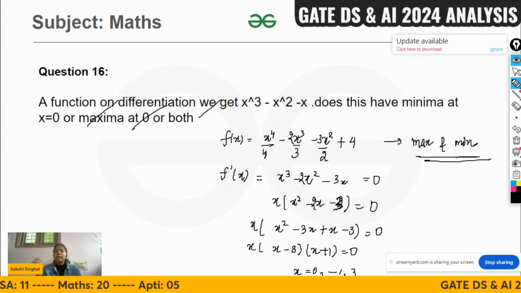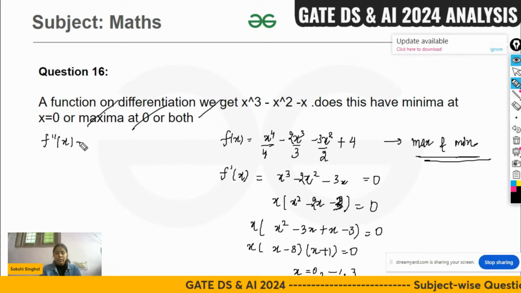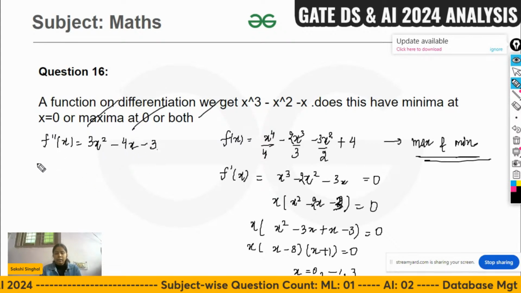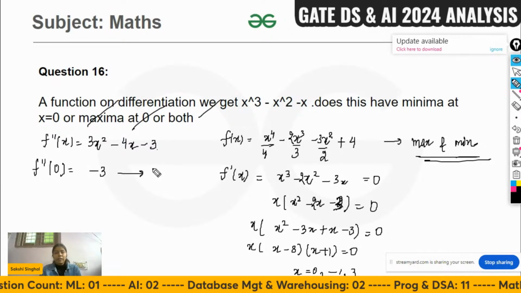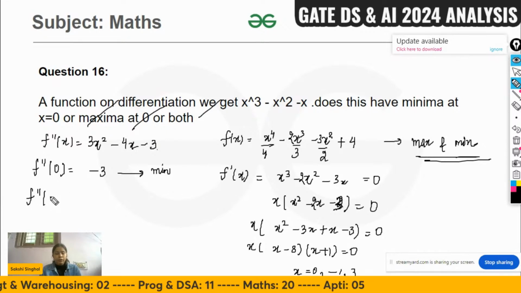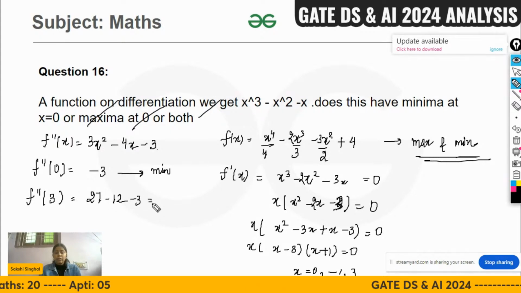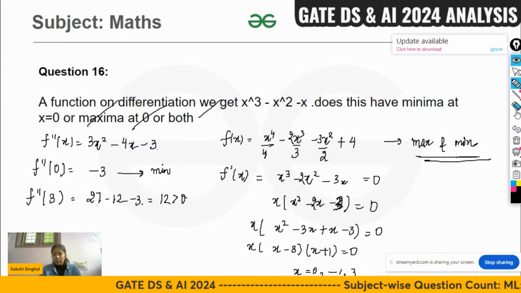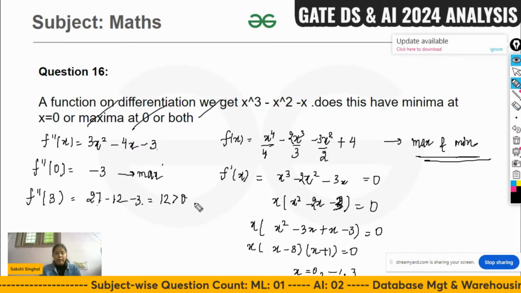Now at these critical points, I have to find out maxima and minima. And for that, what would I do? I'll find out the double derivative, f double dash x. x cube would become 3x square minus 4x, and that would be minus 3. Now, first of all, I'll check at 0. At 0, I'll get minus 3. That means f double dash x is less than 0. That means at this point, I have maxima. I'll find out f double dash of 3. So that would give me 27 minus 12 minus 3, that is 12, greater than 0. Okay, just a minute, guys. So that would give me minima, right?